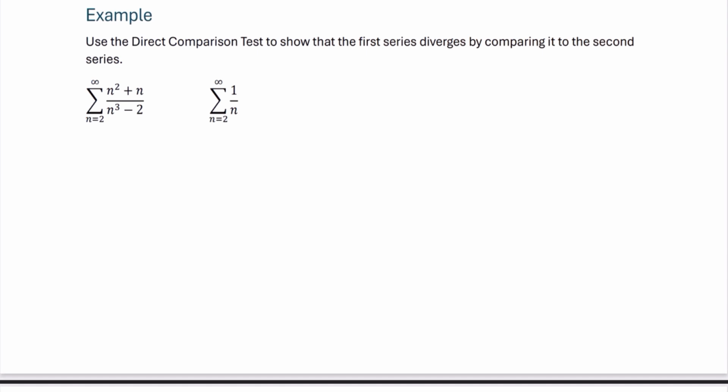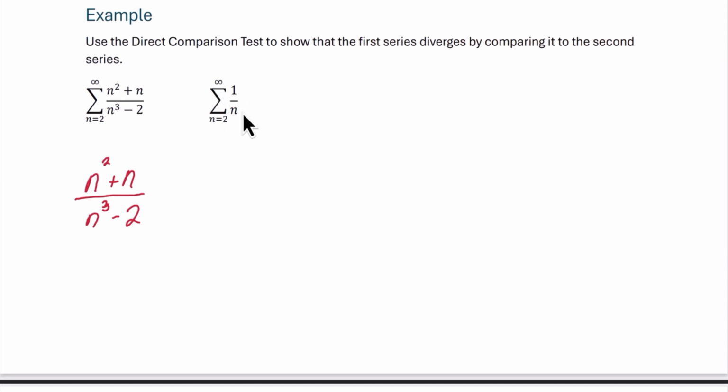In this example, we again want to use the direct comparison test to show that the first series diverges by comparing it to the second series. Again, you're not always told whether or not it converges or diverges. You're not always given the second series. Right now, we're just practicing what we have. n squared plus n divided by n cubed minus 2. We eventually want to compare it to this series, or just looking at 1 over n, the fraction.